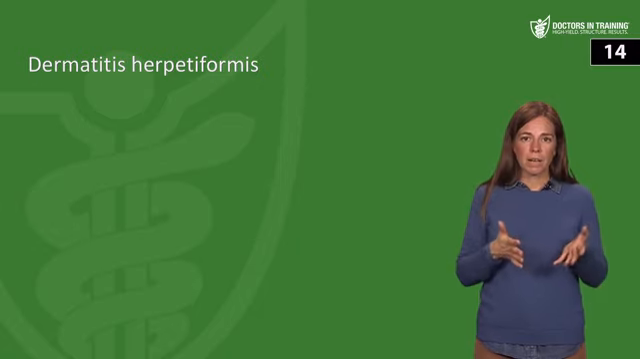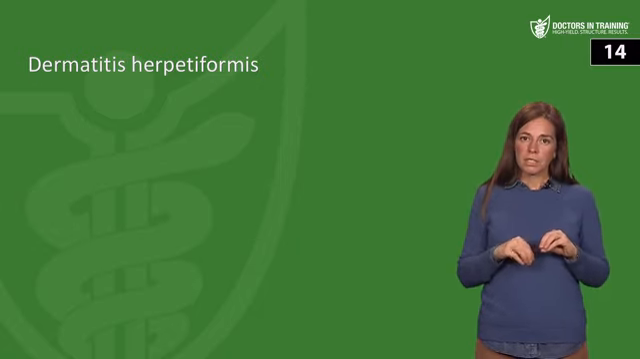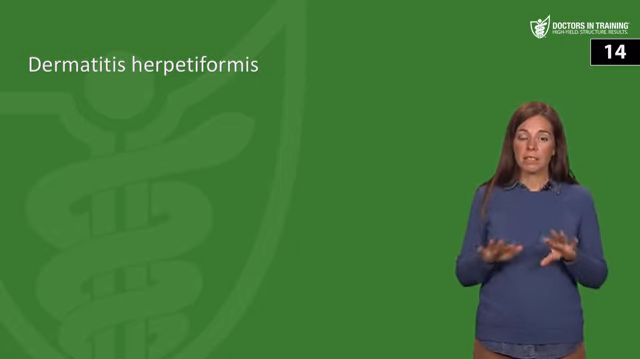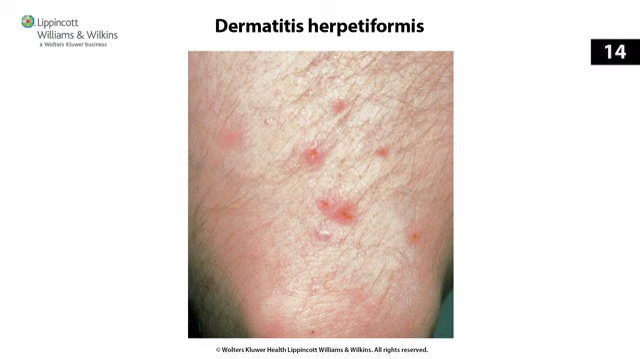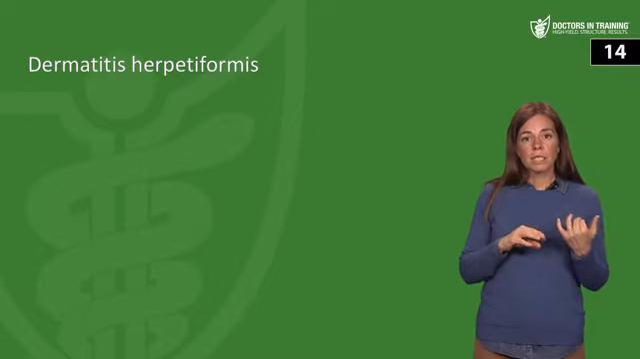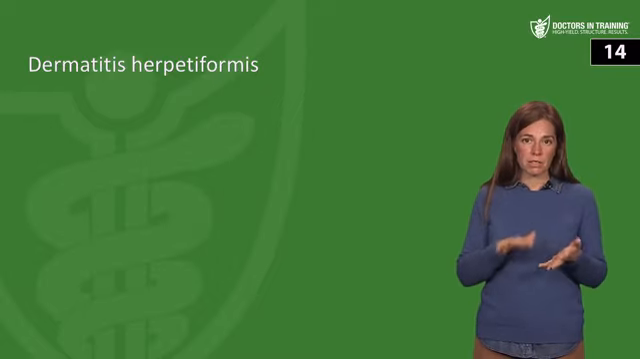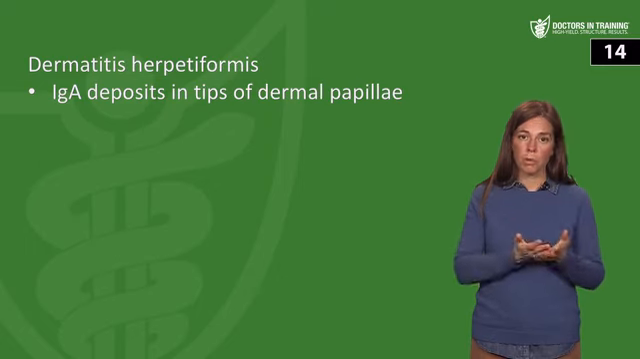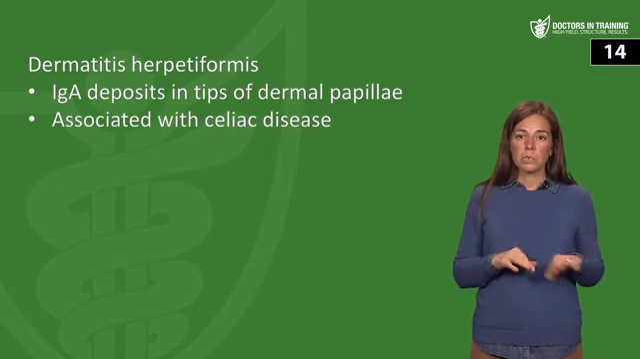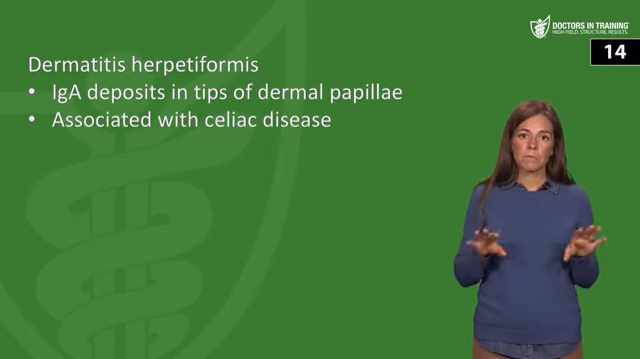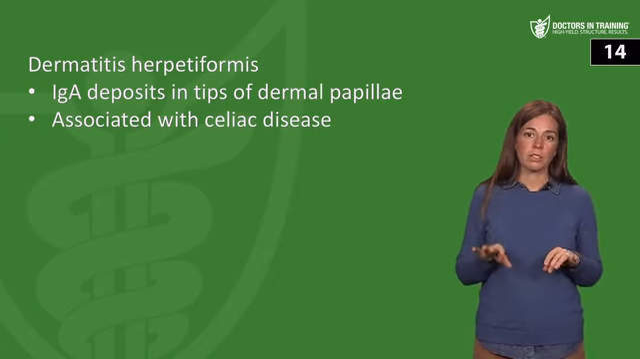Okay, dermatitis herpetiformis. This is a chronic blistering disease, and despite its name, it has nothing to do with the herpes virus. It's named this because the inflammation has the appearance of herpes lesions, like little itchy vesicles, and patients will present with these really intensely pruritic papules and vesicles. Direct immunofluorescence studies will show deposits of IgA in the tips of the dermal papillae, and it's associated with celiac disease, and the symptoms can worsen with the amount of gluten ingested.